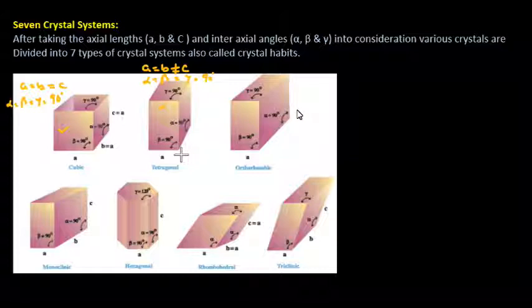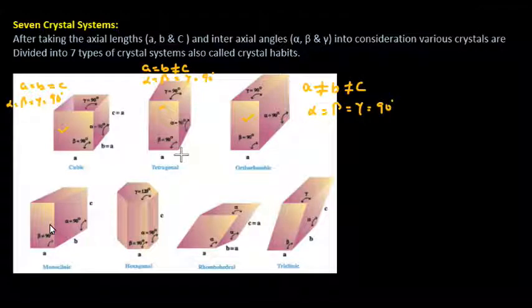The third one is orthorhombic. Here none of the sides are equal, so we can write A is not equal to B is not equal to C, but all the angles are 90 degrees. So alpha is equal to beta is equal to gamma is equal to 90 degrees. So we have discussed this one.